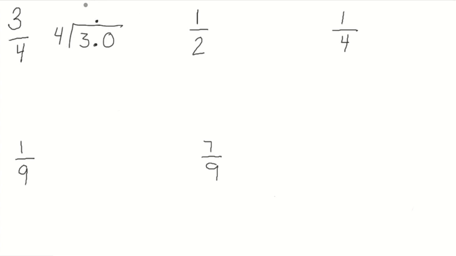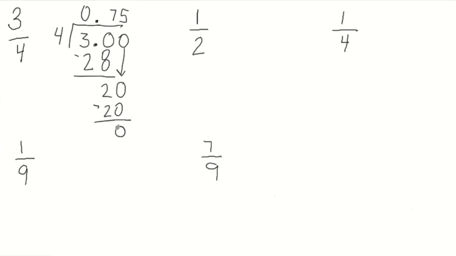4 goes into 3, can't happen. 4 goes into 30, and it goes in 7 times. 4 times 7 is 28. Subtract the 2, and I get 2. I still have a remainder, so I'm going to add another 0. 4 goes into 20 5 times. 4 times 5 is 20. Subtract, and I no longer have a remainder. I don't have any other numbers to bring down, so I know that I'm done dividing.